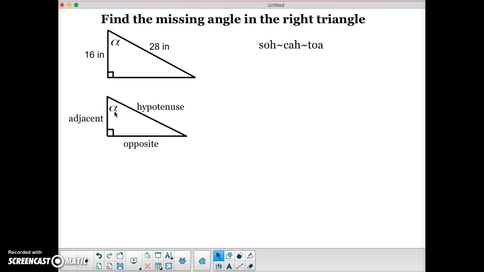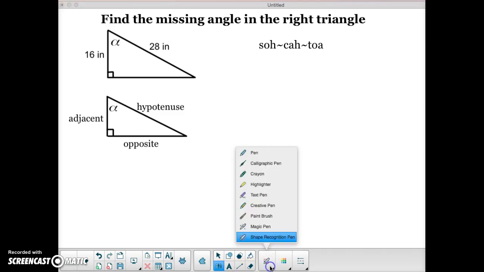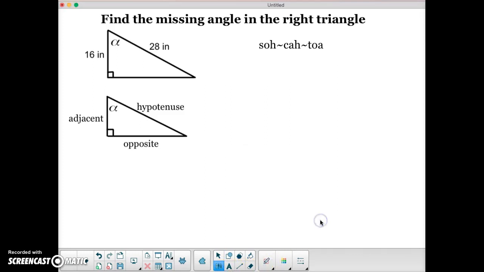So in order to do this problem, if I look at alpha, I know the adjacent side to alpha and the hypotenuse. Since I know adjacent and hypotenuse, I'm going to use cosine. Let me get a pen and show you how I do this. So for this problem, my pen all set up, I'm going to use cosine.